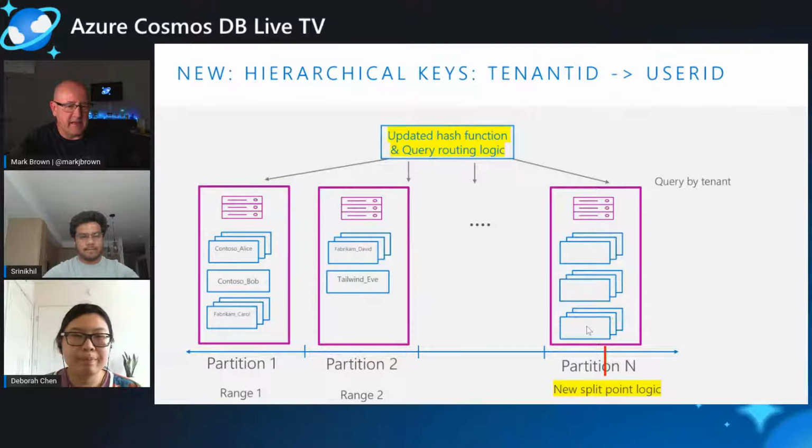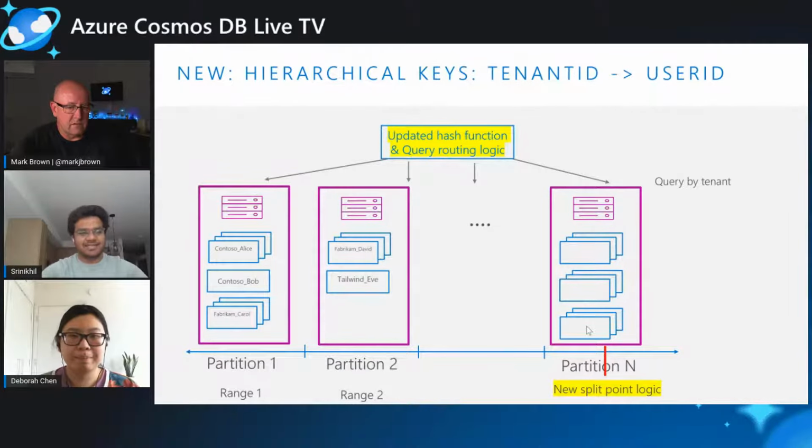Can I ask a question? I wanted to ask, how does the consistent hashing work with this type of thing? You have a hash on the tenant, and then say you have a hash on the user. Are those combined in some way, or is this something completely different? Yeah, that's a great question.